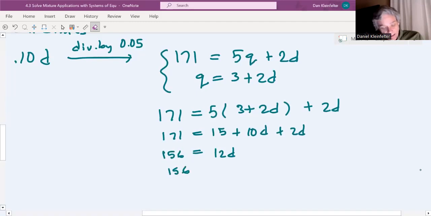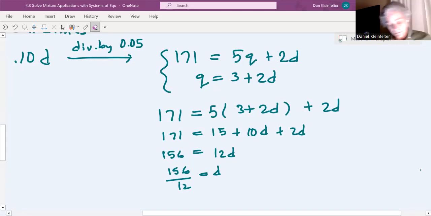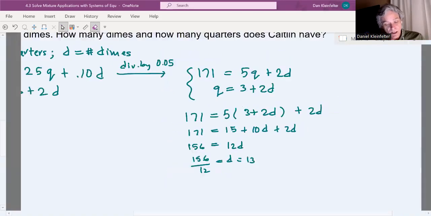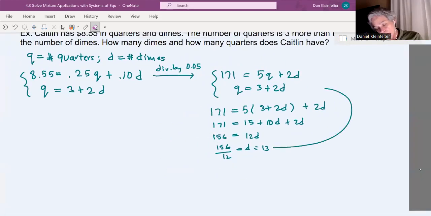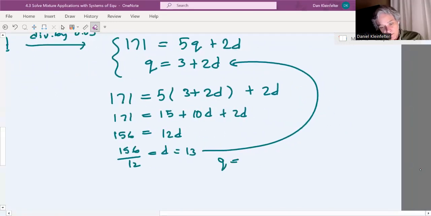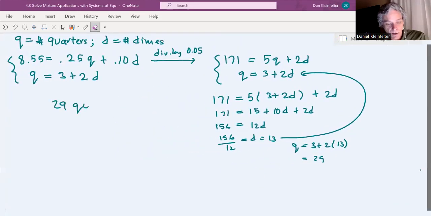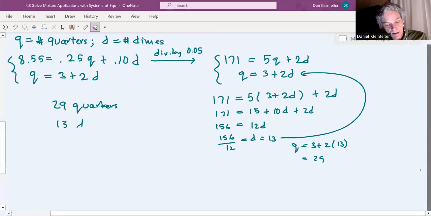And then 156 divided by 12, that's D. That better come out even, right? Because we're talking about a number of coins. So it looks like 13. Okay, so we've got 13 dimes. We're going to back substitute to find out how many quarters we have. So Q should be 3 plus 2D. And that's 26 plus 3 or 29. So 29 quarters. And then it was 13 dimes.